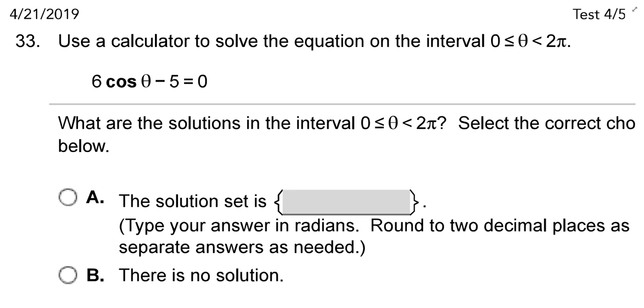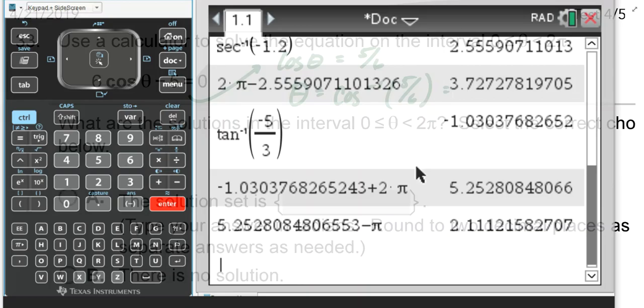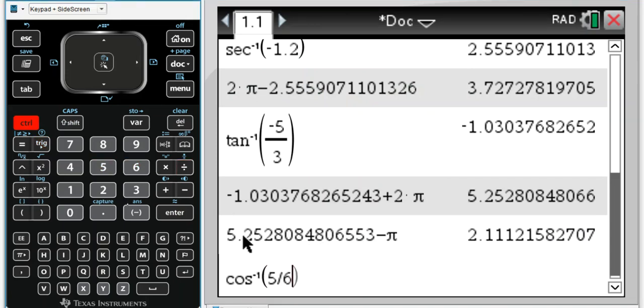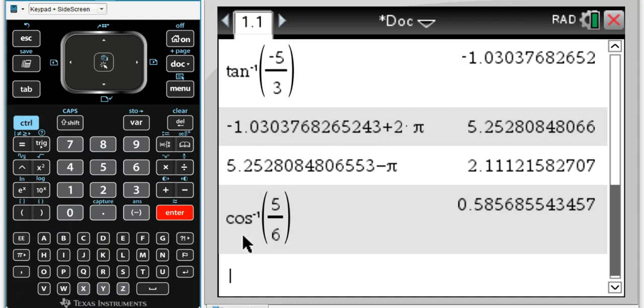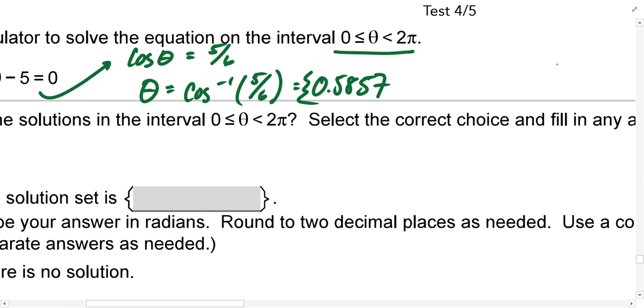Add 5 to both sides and divide by 6 in order to get the trig function by itself. So we now see that cosine theta is equal to 5/6, not a number that we're familiar with in our unit circle, so we'll use a calculator. Theta would be equal to cosine inverse of 5/6, and cosine inverse of 5/6 is equal to 0.5857. So there's one solution, and that one does sit inside of our unit circle.